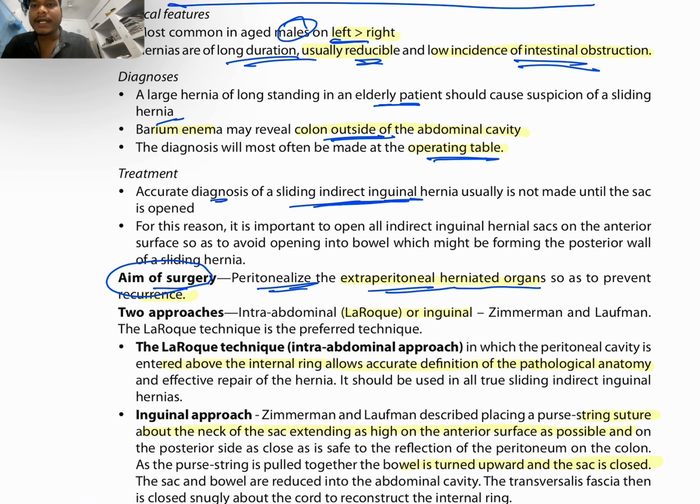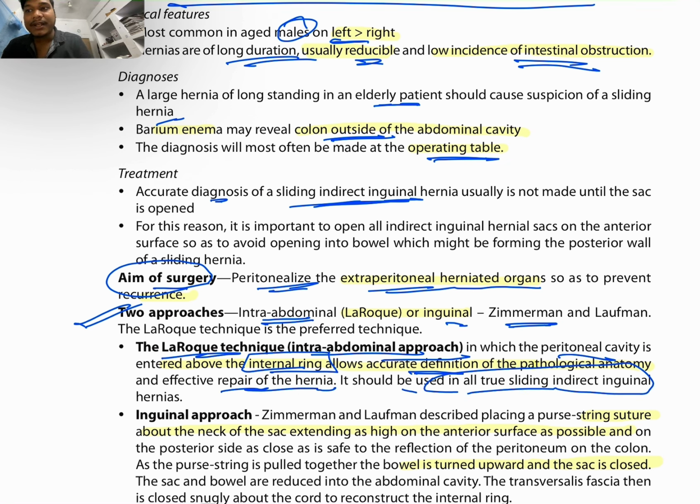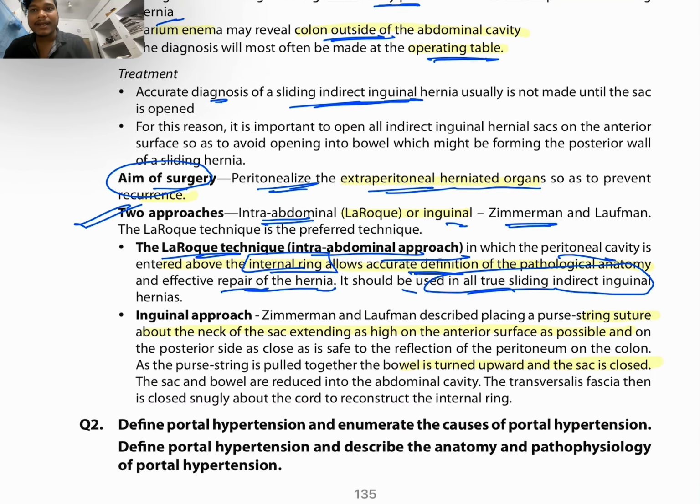Okay. So for that two approaches are used. First is the intra-abdominal approach, which is called LaRoque, and the inguinal approach, which is called Zimmerman or Lofman. Okay. So what is done in the LaRoque technique, also called the intra-abdominal approach, in which the peritoneal cavity is entered above the internal ring, allowing accurate definition of the pathological anatomy as well as effective repair of the hernia. But it should be used only for sliding indirect inguinal hernia. Okay. Only for the sliding indirect inguinal hernia.